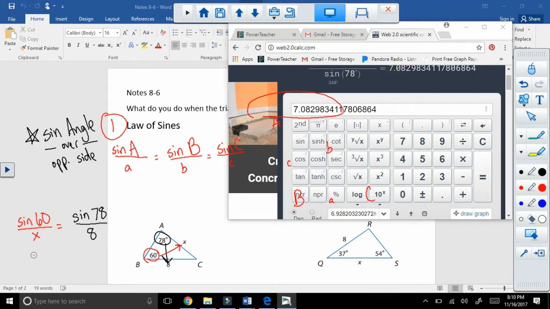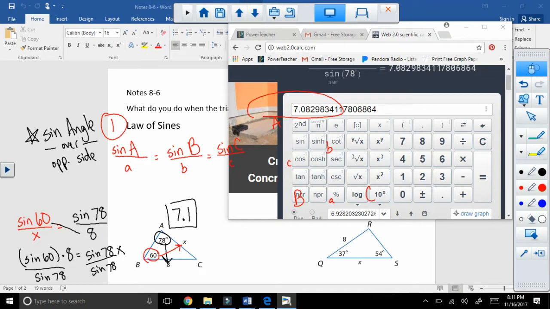So again, here's what I typed in. I typed in the sine of 60. And depending on how you're typing this into your calculator, you may have to put that in parentheses, depending on how your calculator is set up, will equal the sine of 78 times x. So then you end up dividing by the sine of 78, which is what I did. So the final answer for this one, just check it on your own calculator, make sure you know how to type it in, should be about 7.1 after we round it.